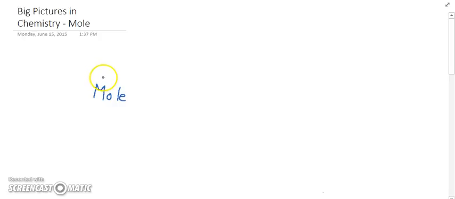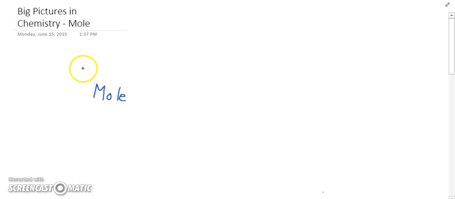For this big picture in chemistry, I want to look at the mole and tie together some ideas behind mole conversions, into moles and out of moles, that get introduced throughout a chemistry course. We can look at some examples and try to figure out which is the most appropriate conversion to use, and which ways may be more common sometimes and which ways may be less common sometimes.